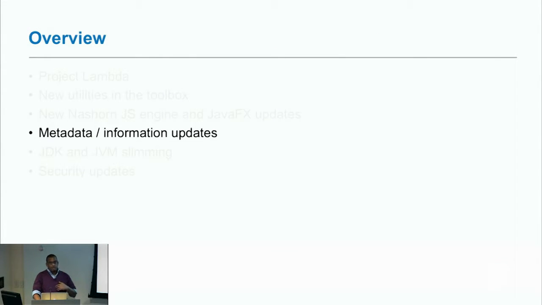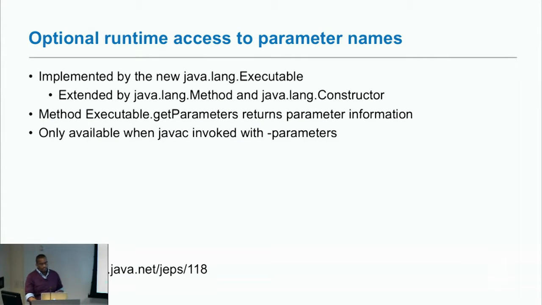Now, in addition to the code itself, there's also a lot of times other information that one may store within your Java files. One of the simplest ones is the parameter names. Those can now be retrieved using reflection if you compile with javac -parameters. By default, this is disabled, but now there's this option.